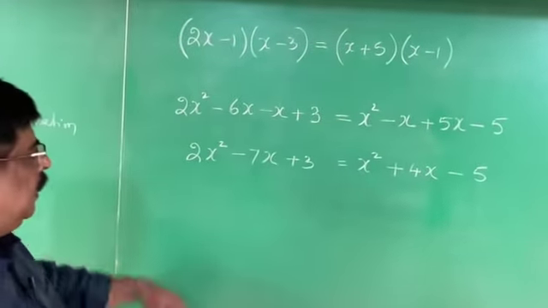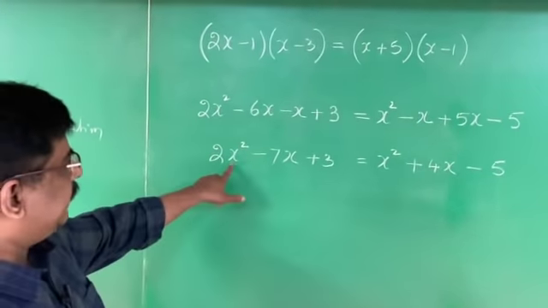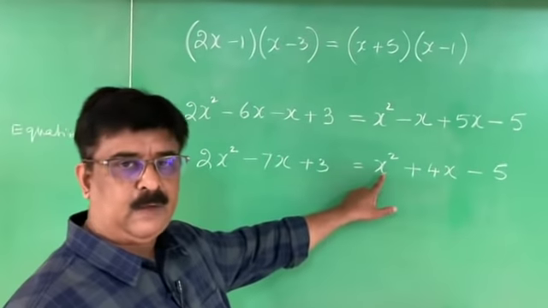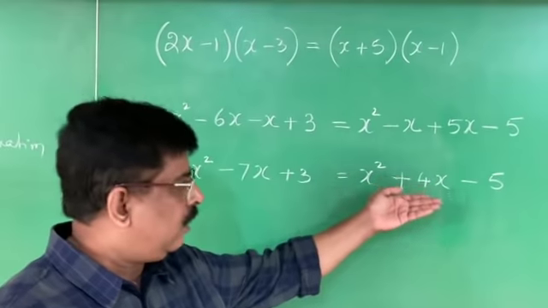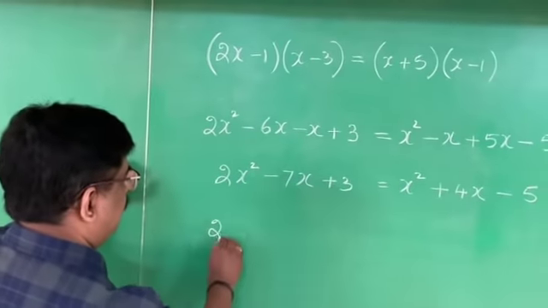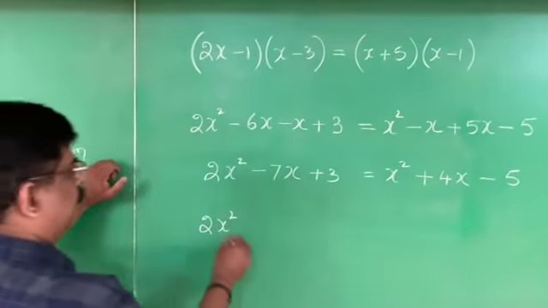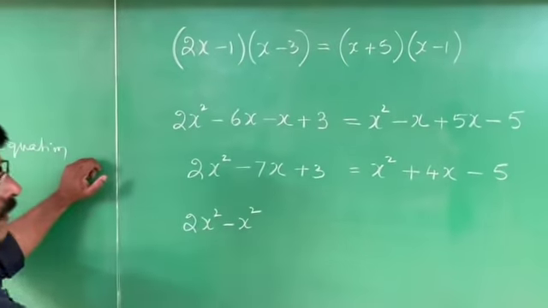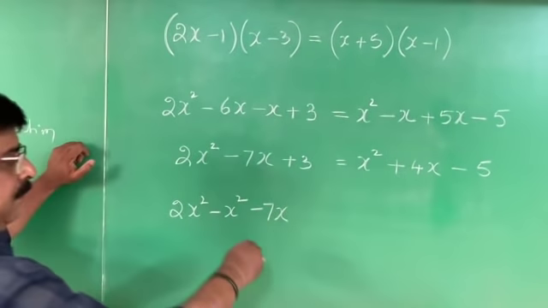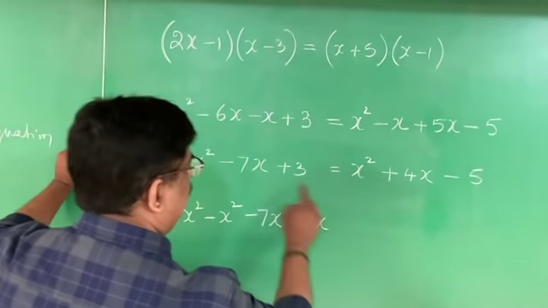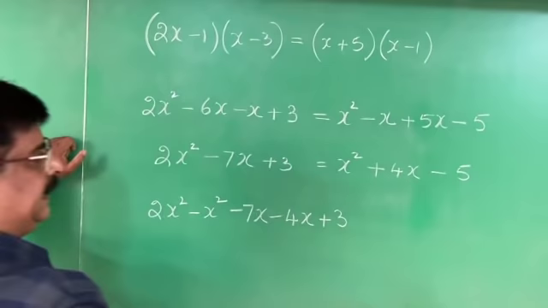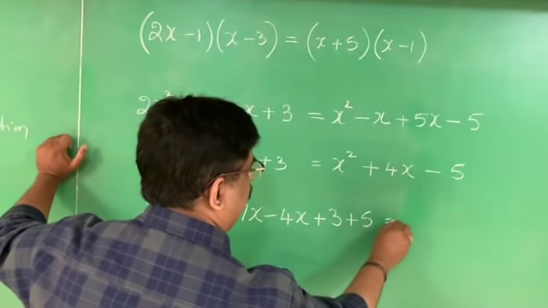Now we have to transfer. While transferring, you see the highest power. X square, both are highest. But here the coefficient is 2, here the coefficient is 1. Therefore, this is lesser. All these terms should be transferred to this side. Here 2x square is there. From that side we bring that x square. 2x square minus x square minus 7x. We transfer plus 4x to this side, minus 4x plus 3, and then we transfer minus 5 to this side, it becomes plus 5 is equal to 0.